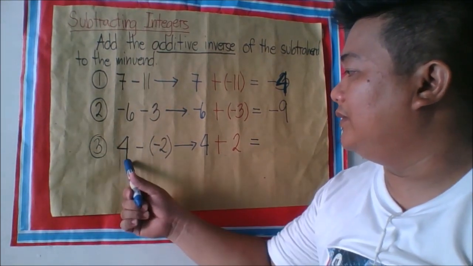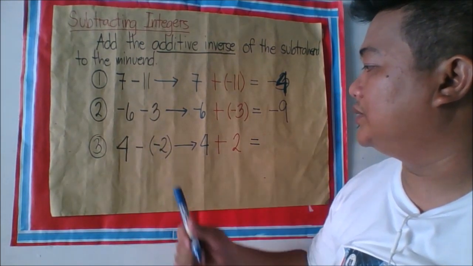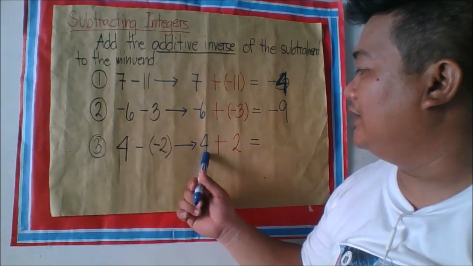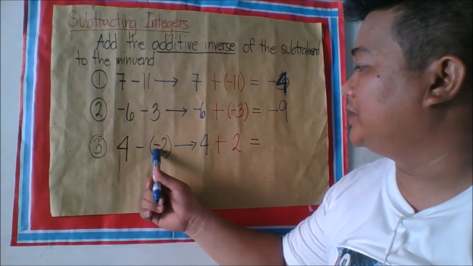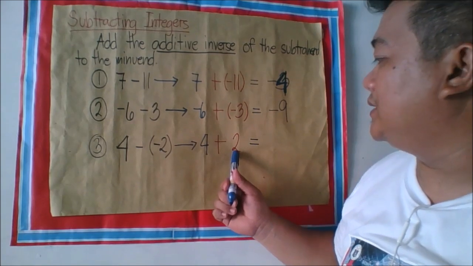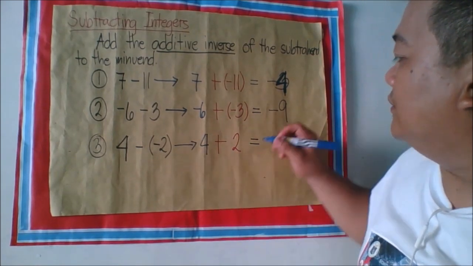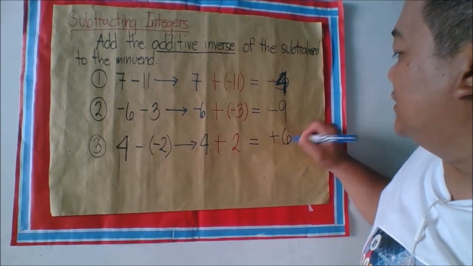Next, 4 minus negative 2. So the additive inverse: 4 plus the opposite of negative 2, which is positive 2. So 4 plus 2, that would be positive 6.